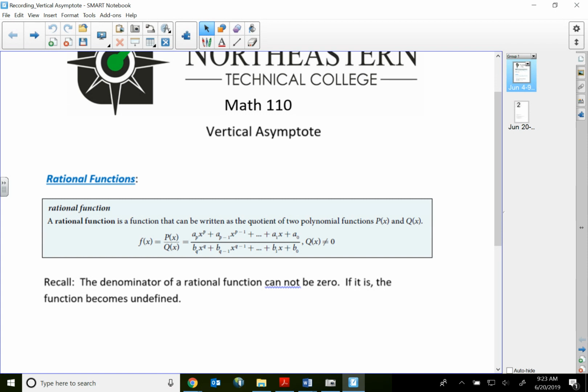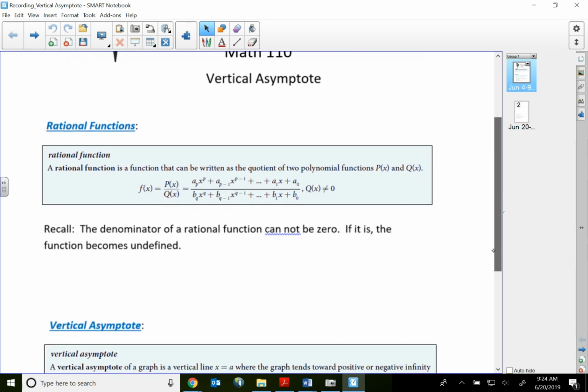As you can recall, a rational function is a function that can be written as a quotient of two polynomial functions. Okay. So it's a fraction function, but your numerator and denominator are considered polynomials. All right, where the denominator cannot equal zero. If the denominator equals zero, then the whole entire function will be undefined.